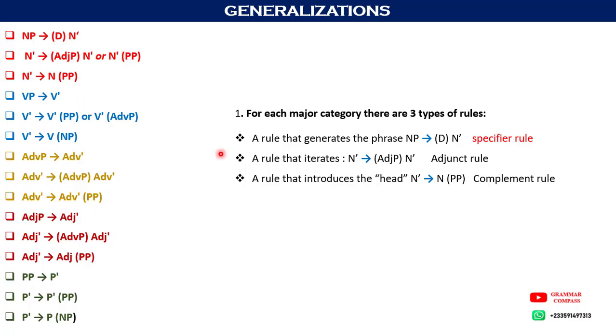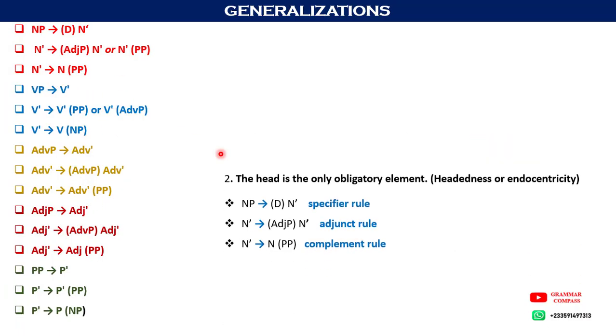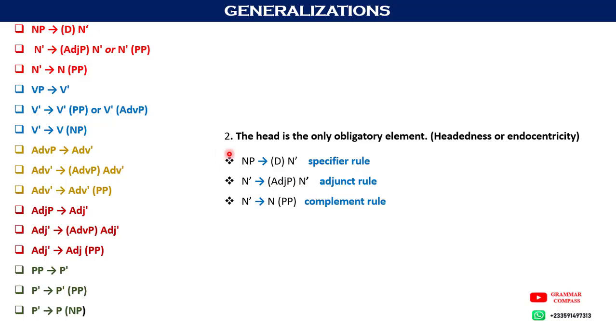What is the next generalization? Let us see. The second generalization is that the head is the only obligatory element. We call it headedness or endocentricity. So the head is the only element that must be there in every phrase. So for example, when we take the noun phrase, the head is the noun. So we can see the N repeated in all the three rules. It is the only obligatory element.